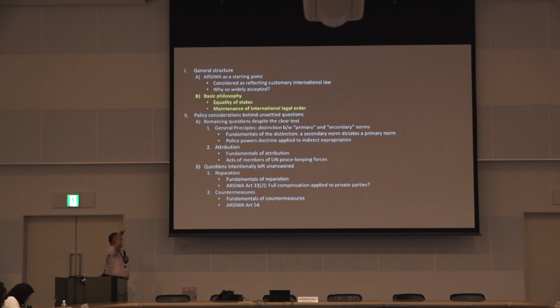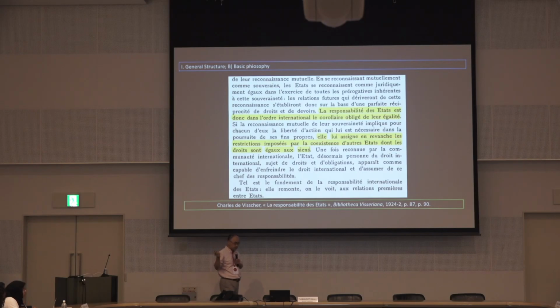And this simple structure is based on some philosophical foundations. First of all, the equality of states. This is the difference between international law and domestic law. This is a very old quote from Charles de Visscher, the Belgian international lawyer, in a paper published 100 years ago. At that time, in the first part of the 20th century, states were not necessarily responsible in their domestic law, particularly in administrative litigation. If states commit some wrong in domestic law and cause damage or injury to individuals, states are not necessarily responsible in domestic law.